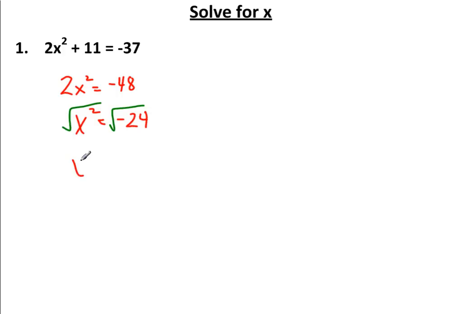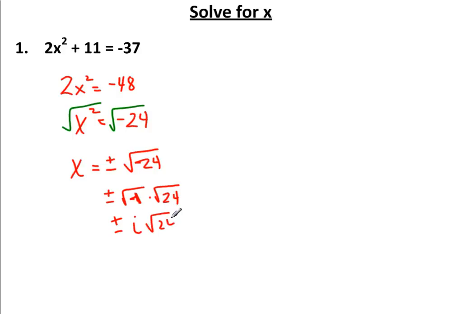The square root of x squared is x. And now here I should get plus or minus the square root of negative 24. So really, this is just plus or minus the square root of negative 1 times the square root of 24. Well, we know the square root of negative 1 is just i. So this is i times the square root of 24. Well, square root of 24 we can break down. Hopefully you remember that from our last lesson. 24 is just 4 times 6, so I get plus or minus 2i times the square root of 6.